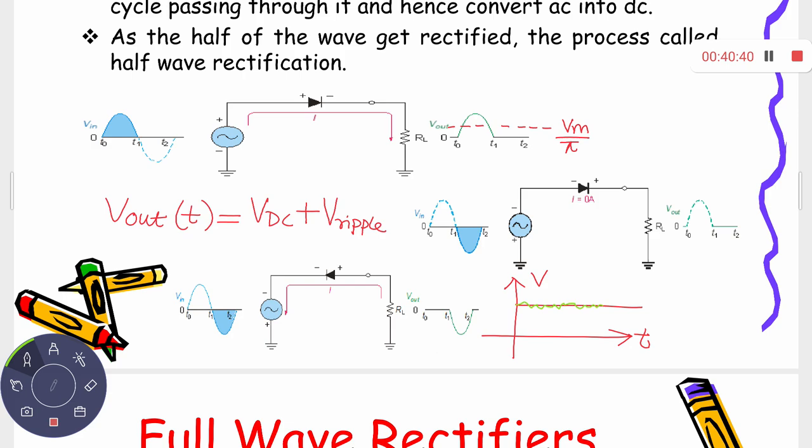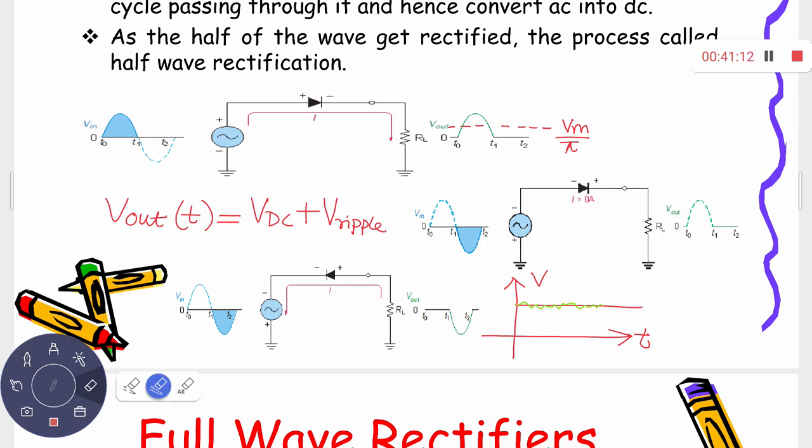Ratio of these two. So that factor, the ripple factor, is nothing but the V_r RMS, the RMS value of the ripple component, divided by the average value of this output, and that is known as the ripple factor. And obviously after calculation you can verify that this ripple factor and the form factor are related. And there is another important parameter which is called the peak inverse voltage.